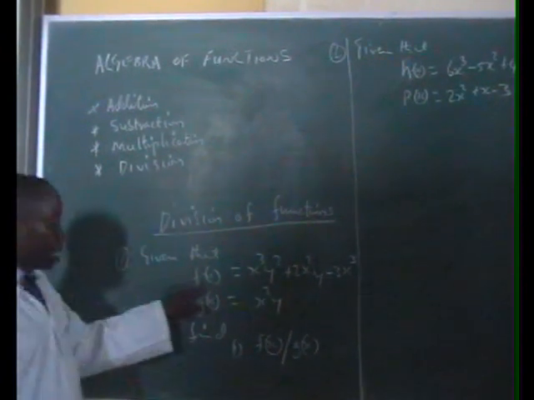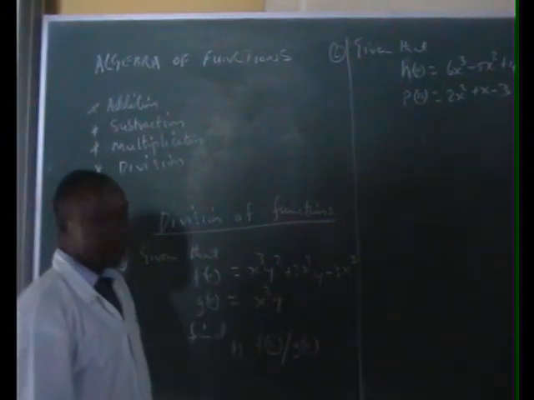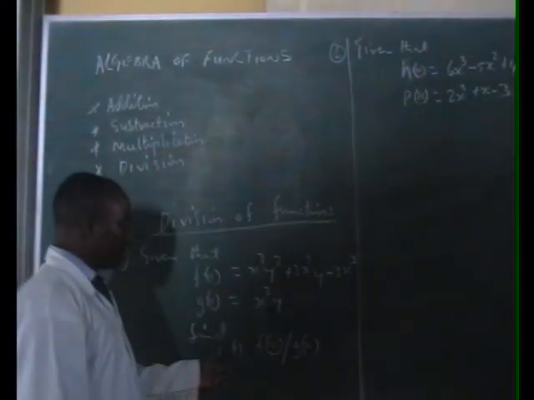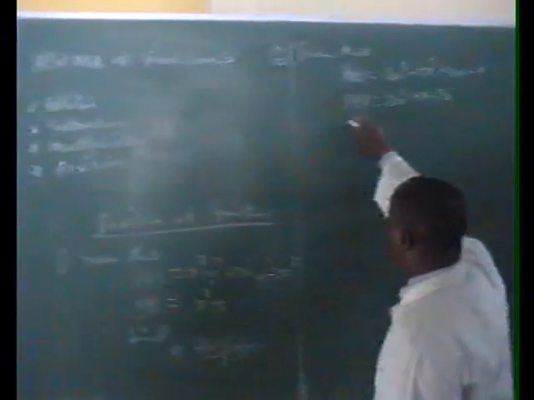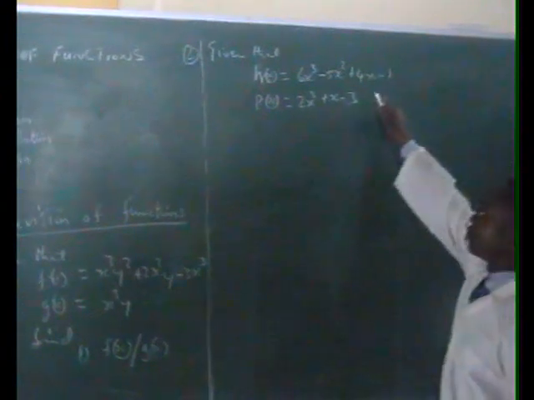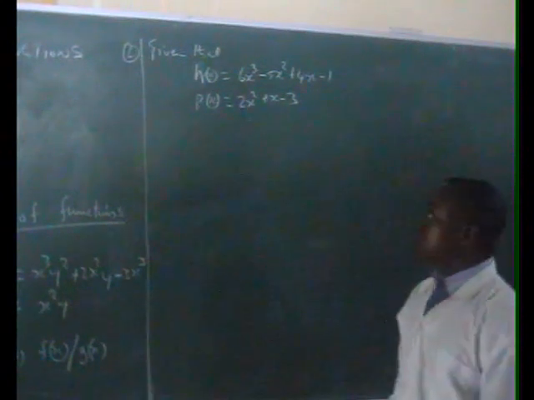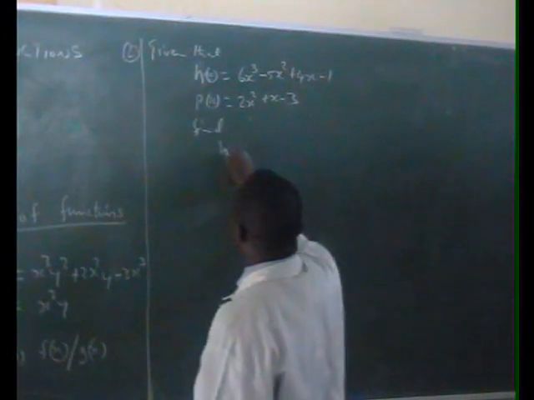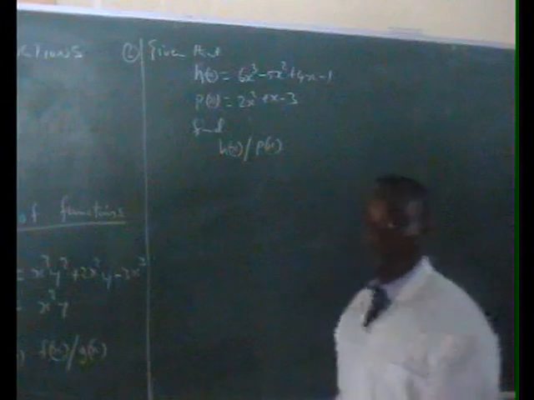Now, given that f of x is equal to x cubed y squared plus 2x squared y minus 3x cubed, and g of x is x squared y, we are asked to divide f of x by g of x. For the second one, we are given that h of x is equal to 6x cubed minus 5x squared plus 4x minus 1, and p of x is 2x squared plus x minus 3. We are also going to find h of x divided by p of x. We are still going to divide it.